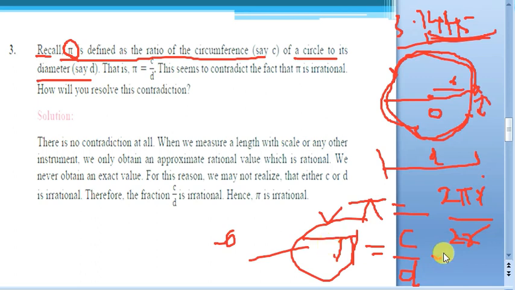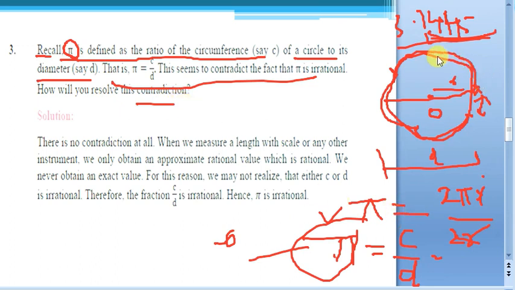How can a rational number be equal to an irrational number? On one hand I am saying that pi is irrational, on the other hand I am equating it to c by d, which looks like a rational form. Is it contradicting? That is what the question is all about. How will you resolve this contradiction? That is what the question is asking.